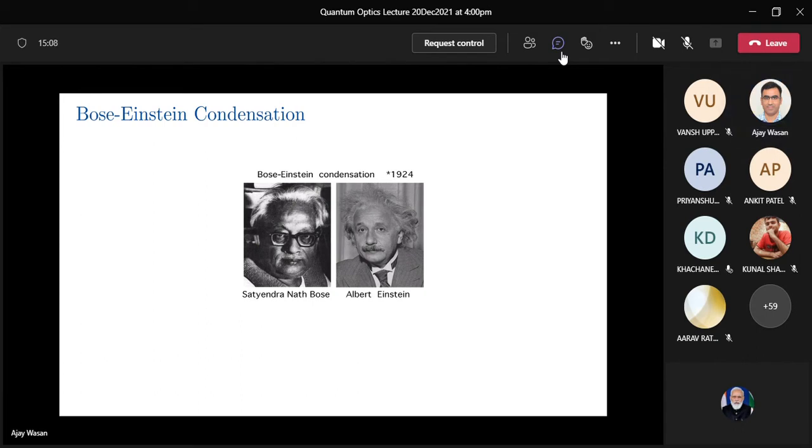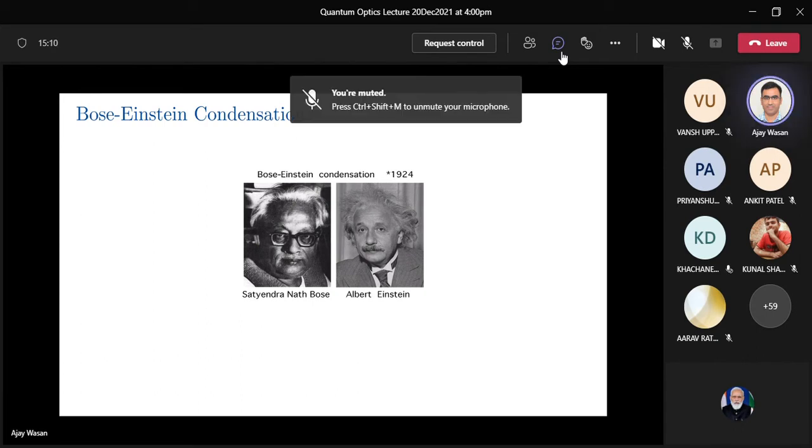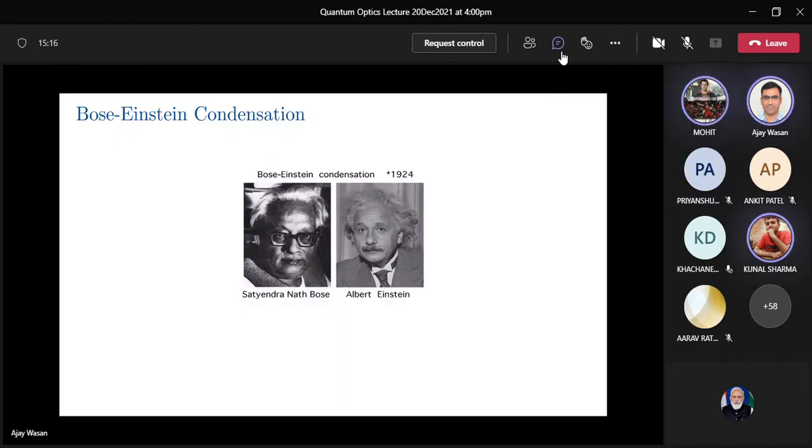Have you heard this name? State of matter, plasma. Plasma is very hot. Plasma we cannot do here; we have to go to very low temperature.